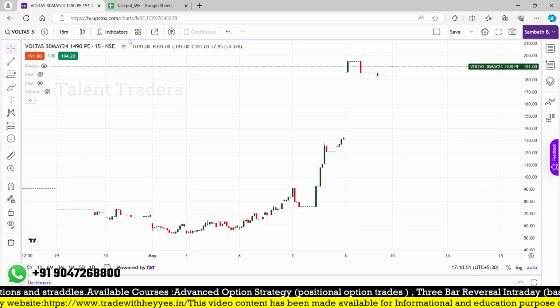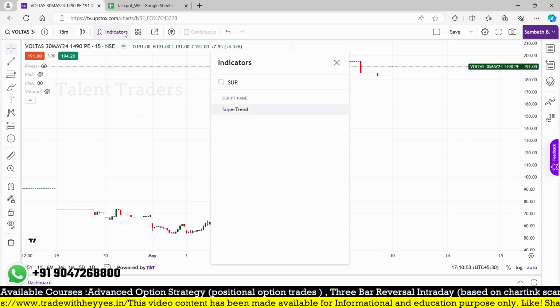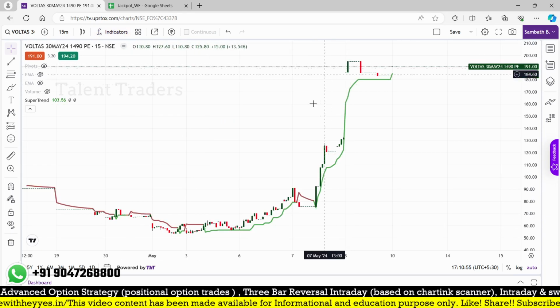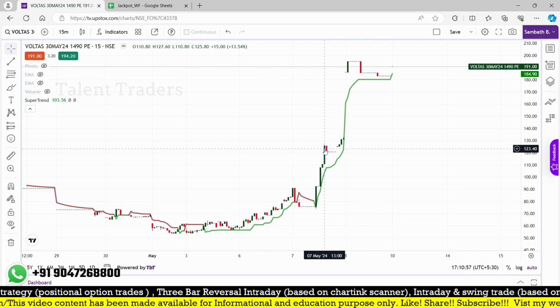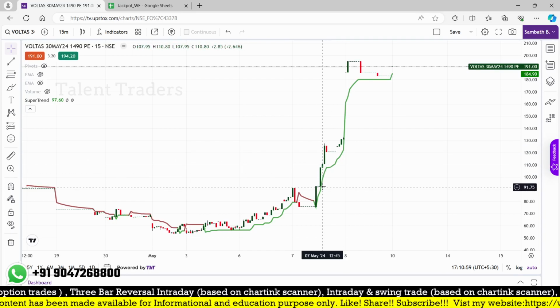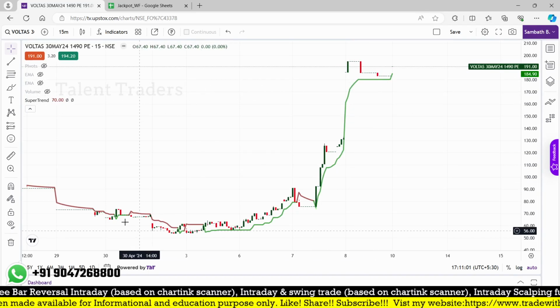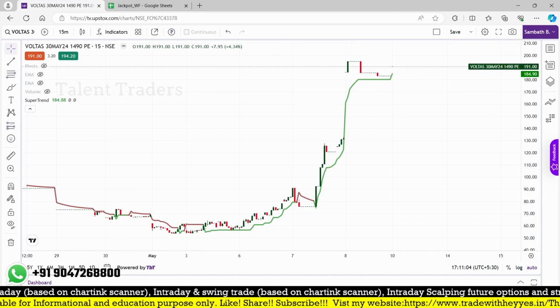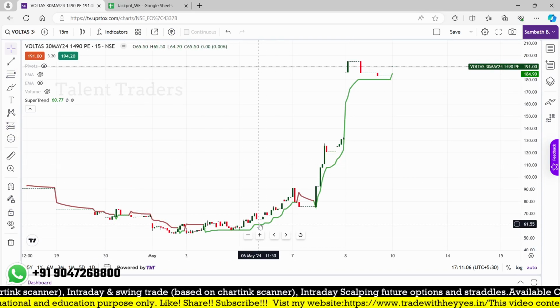So a lot of indicators are available. Let me check with the super trend. Then it will tell you the stop loss. So maybe at this point we got an entry almost 117. Maybe you can keep a stop loss based on the super trend. So it is one of the ideas. I'm not suggesting you to use a super trend. You may use whatever thing you prefer.